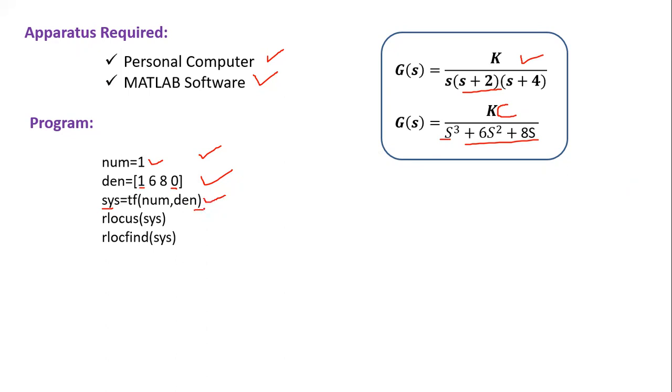Once the transfer function is known, we will apply the root locus. The command will be rlocus of the system, and the root locus will come. Now we need to identify the range of k values, up to what value the system is stable. That means at the point where the locus crosses the imaginary axis, you need to cross-check the k value. So further, the command will be rlocfind(sys).